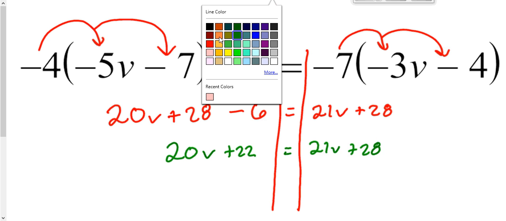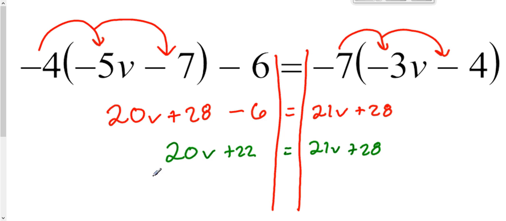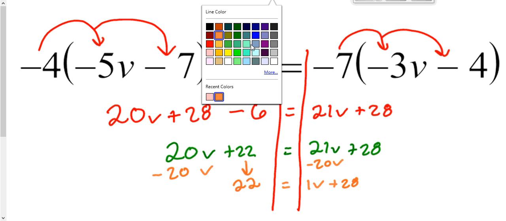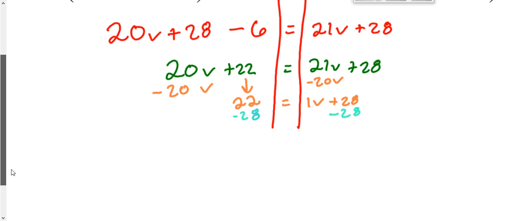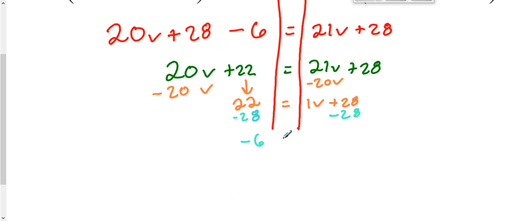Now it's time to get both sides to talk to each other. 20 is smaller than 21, so I'm going to subtract it from both sides. 22 is still there. 1v is still there. I'm going to subtract 28 from both sides. Left with negative 6 on the left. And since 1v, we don't technically need to write the 1. Here's our solution. Negative 6 is equal to v.